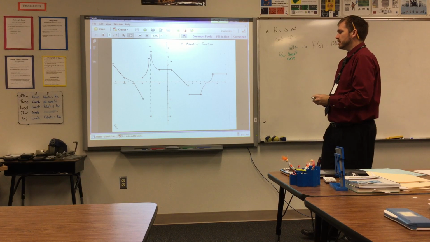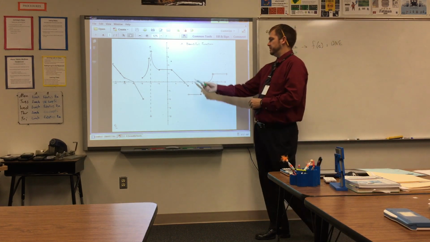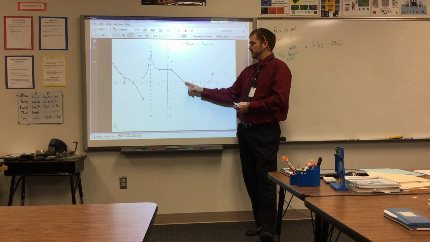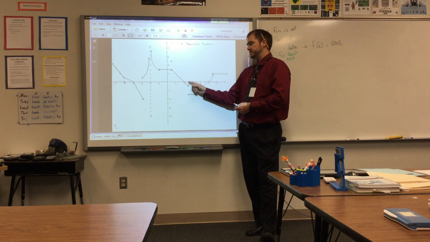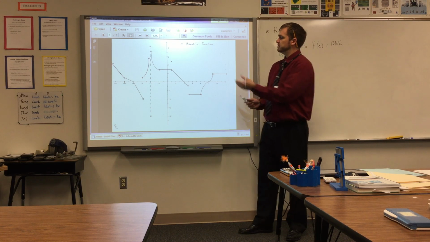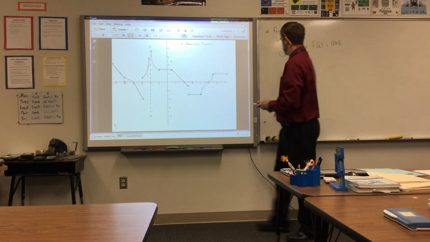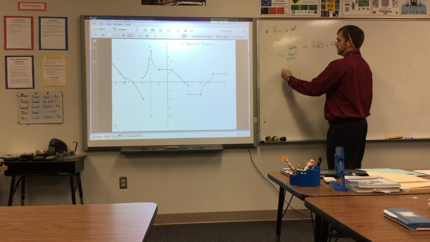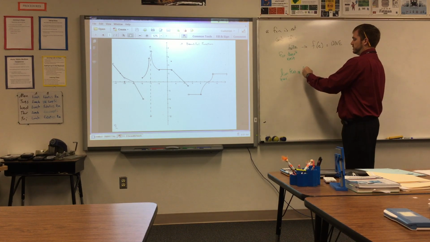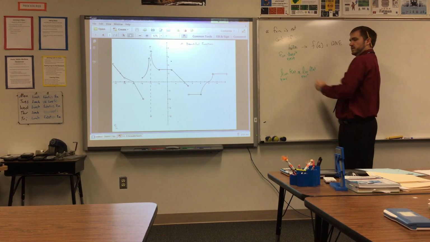Okay. What about +5? The function does exist at +5. But why is the function not continuous at 5? The limit as x approaches from the left doesn't equal the limit as x approaches from the right. Okay, yeah. So the limit as x approaches a from the left is not equal to the limit of f of x as x approaches a from the right.